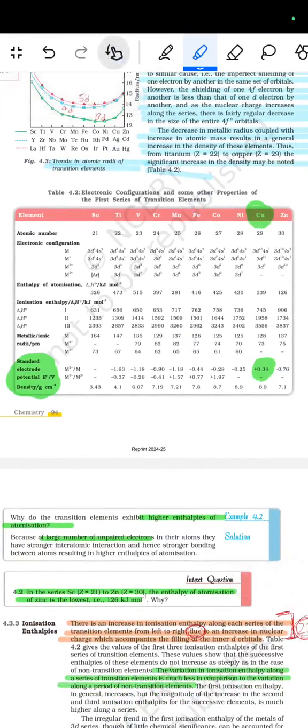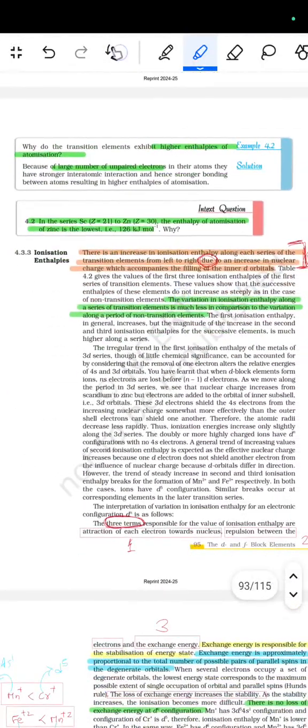Now next comes an example: why do transition elements exhibit high enthalpy of atomization? Because of the large number of unpaired electrons in their atoms. They have strong interatomic interaction and strong bonding between the atoms, resulting in high enthalpy of atomization.